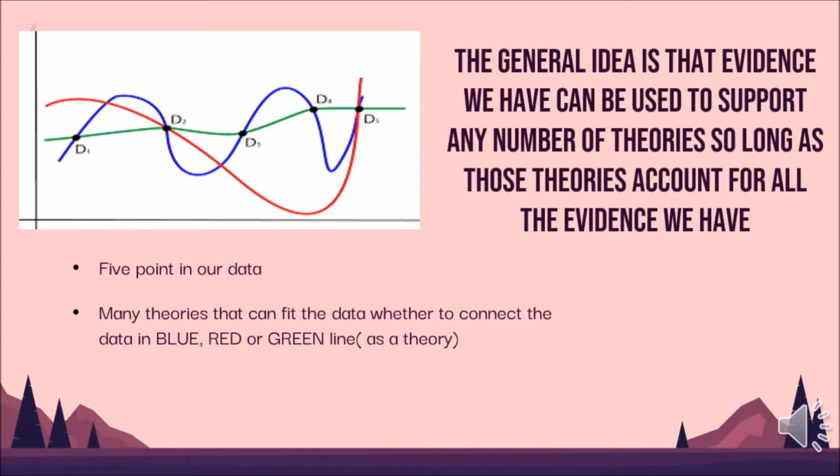From this picture, there are 5 points, which are D1, D2, D3, D4 and D5. So there are many stories that can fit the data. For example, you can see the blue line, the red line and also the green line. In order to connect all this data, you can use all these theories. So an infinite number of theories can be run through this data. The general idea is that the evidence we have can be used to support any number of theories so long as those theories account for all the evidence we have.